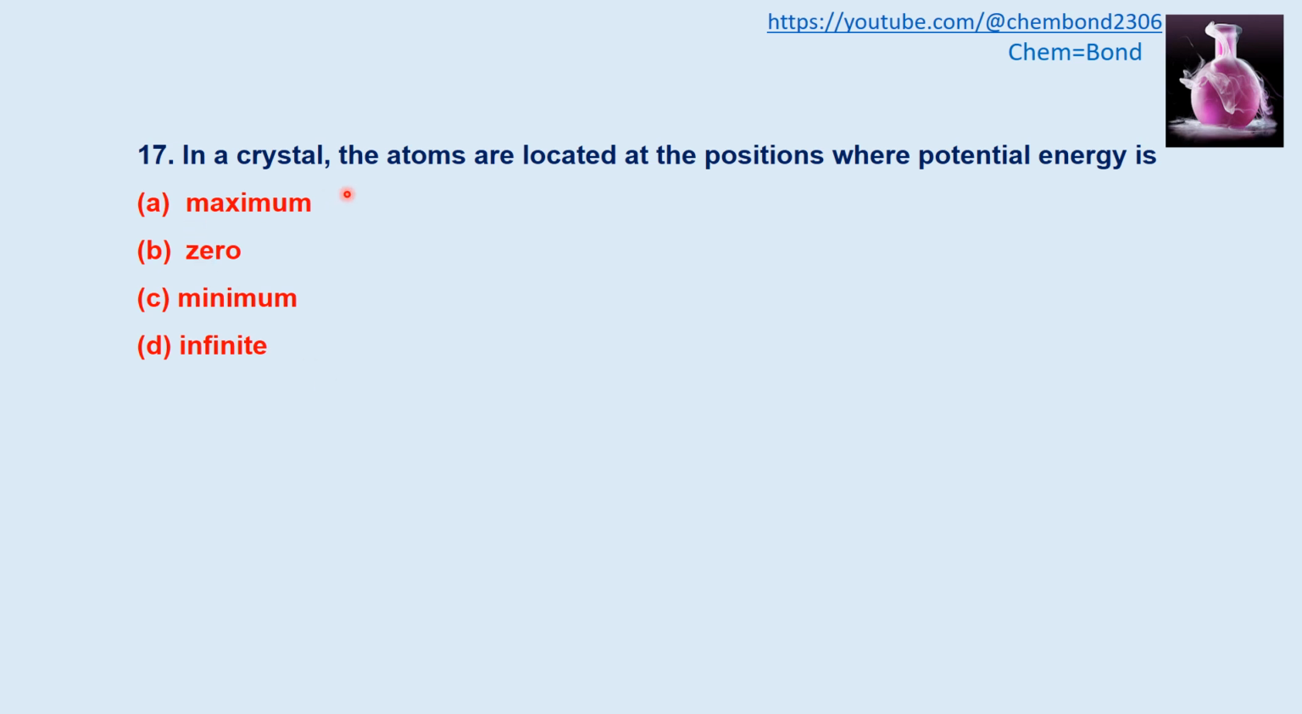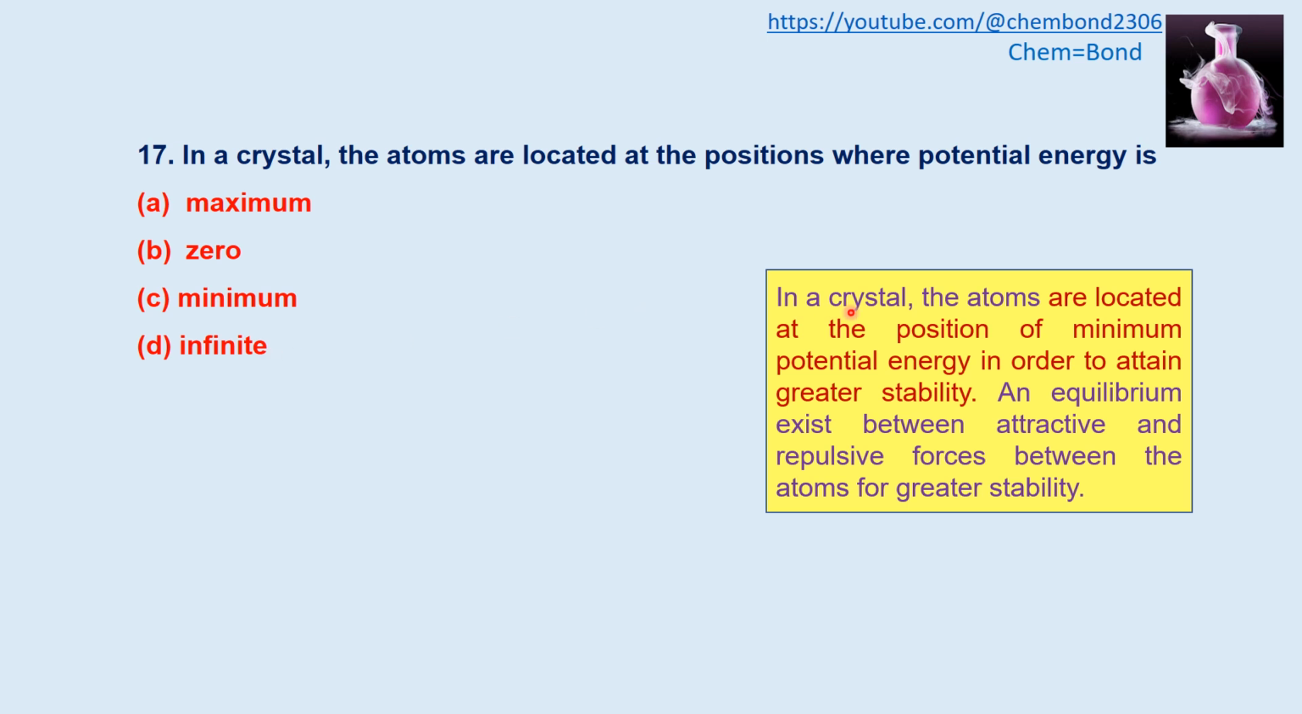In a crystal, the atoms are located at the position where potential energy is maximum, 0, minimum, or infinite. In a crystal, the atoms are located at a position of minimum potential energy in order to attain greater stability. So they will have minimum potential energy and they will be stable. An equilibrium exists between the attractive and repulsive forces when the bond is formed, and it gains greater stability. So they are present at the minimum potential energy in order to gain this stability.